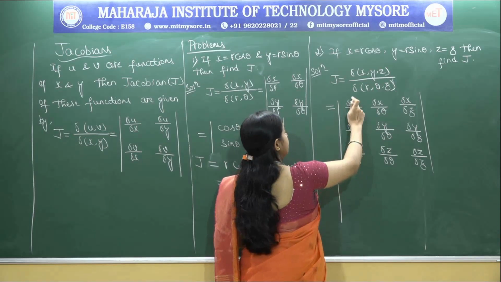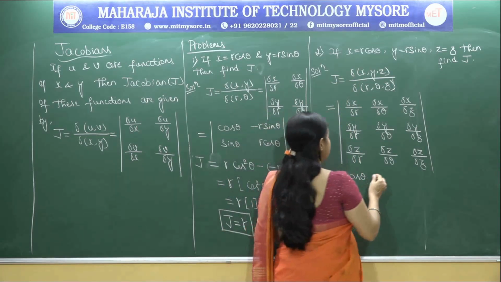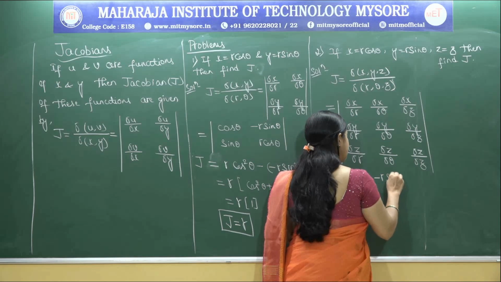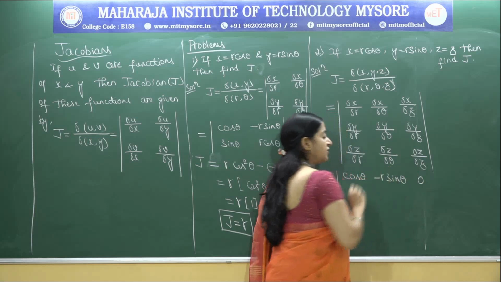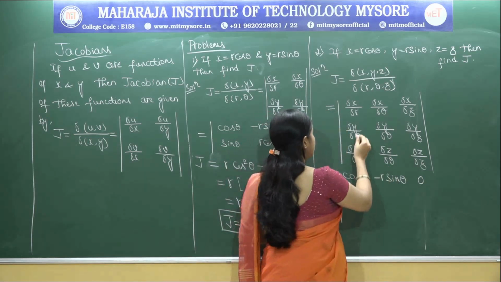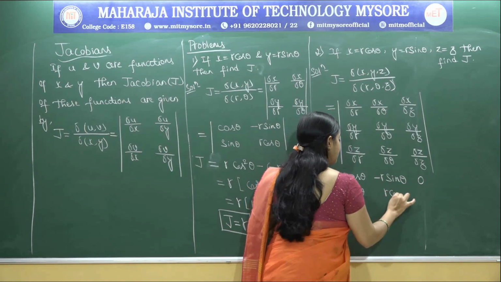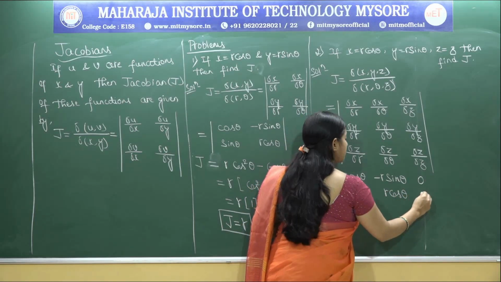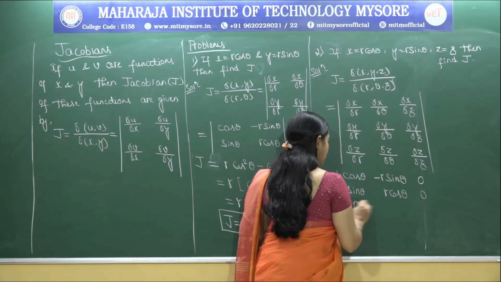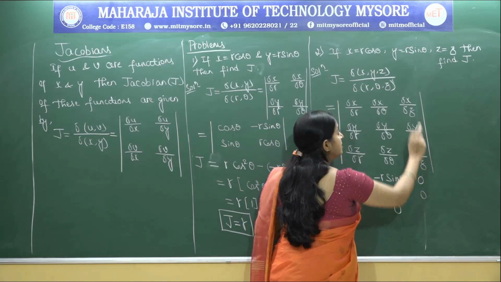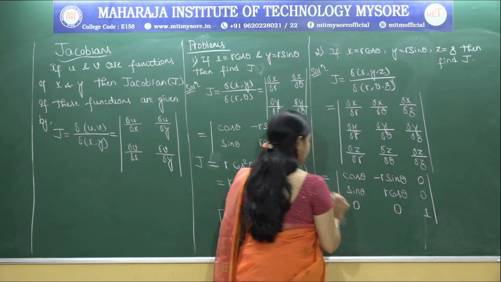The first one, x with respect to r, the same as the previous problem, we will get cos theta. With respect to theta, minus r sin theta. With respect to z, since you don't have the z term, the differentiation is 0. Similarly, next one, y with respect to r, it is sin theta. Y with respect to theta is r cos theta. Y with respect to z is 0. Similarly, last one, z with respect to r is 0. With respect to theta is 0. With respect to z, z you have, so the differentiation is 1.